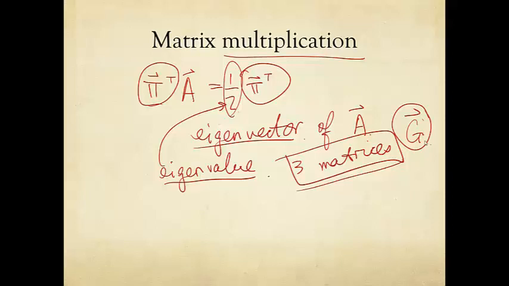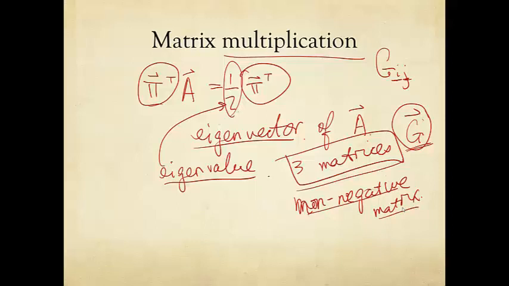And we'll see that this matrix G is the so-called non-negative matrix, meaning that each entry in G sub ij, the ith row and jth column entry of this matrix G, for all the i's and all the j's, meaning every entry in this matrix G must be a non-negative number. It could be 0, but can't be negative.